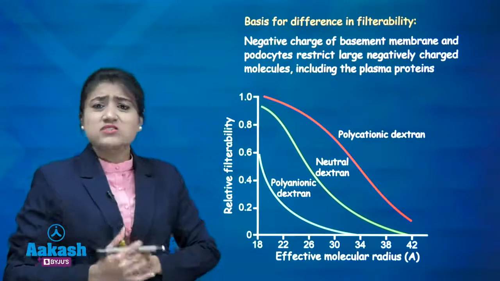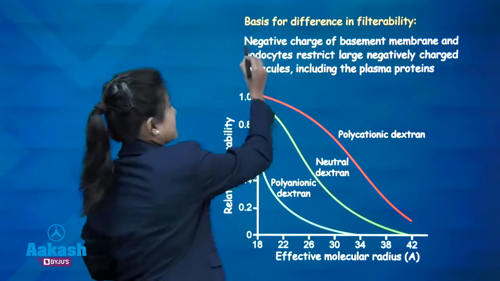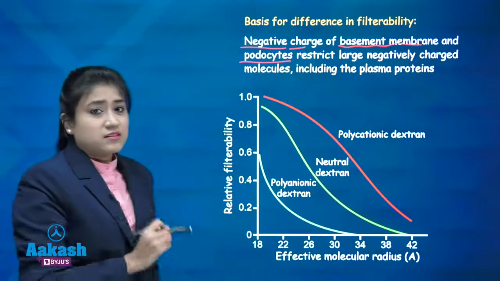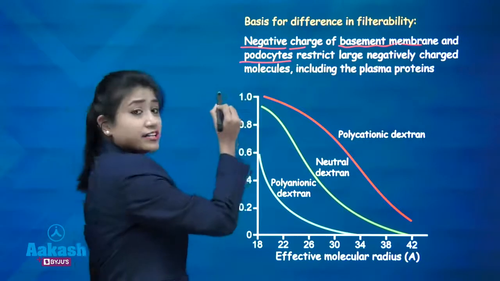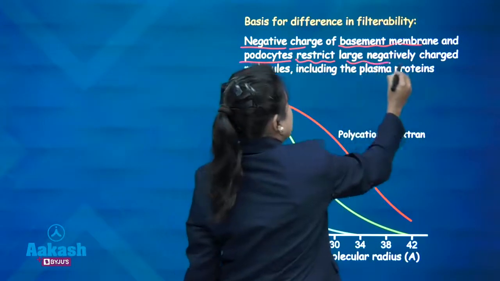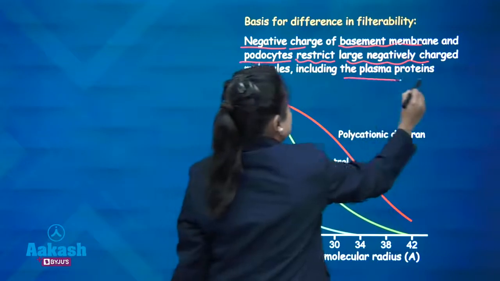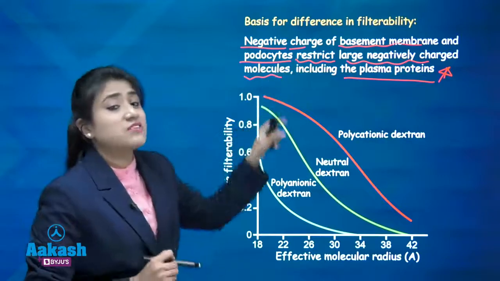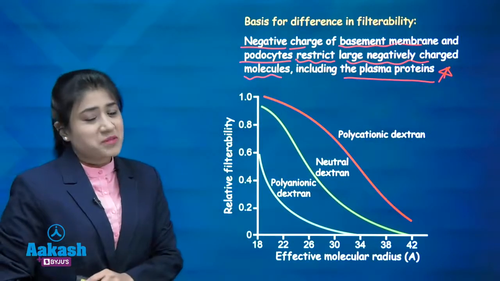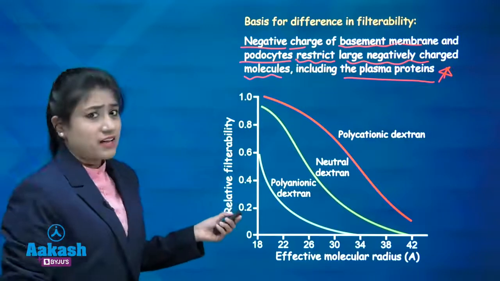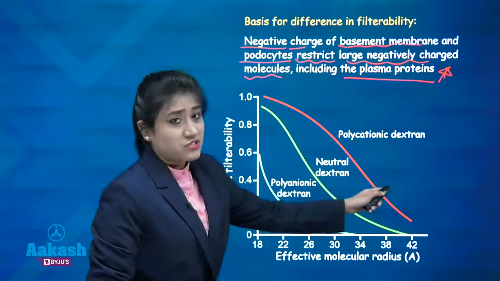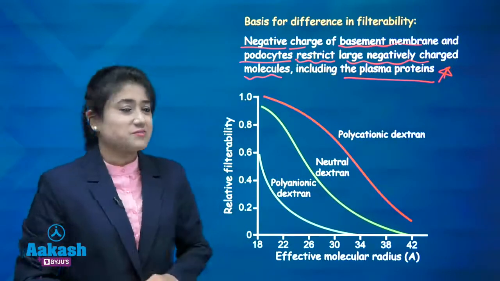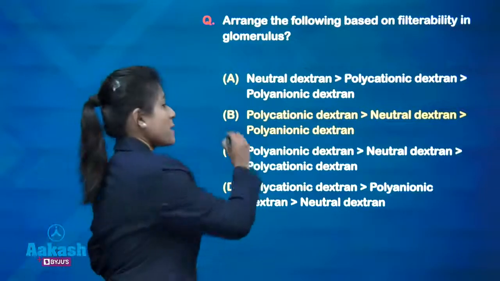So now, why is there a difference in permeability? Remember guys that the negatively charged basement membrane and podocytes have a negative charge which restricts the large negatively charged molecules including plasma proteins. Okay, this is the reason for difference in filtrability across the glomerular membrane. So again, I have shown you this graph that polycationic dextran is filtered more as compared to the neutral, neutral is filtered more as compared to the polyanionic dextran. That's why the answer to this question is B.